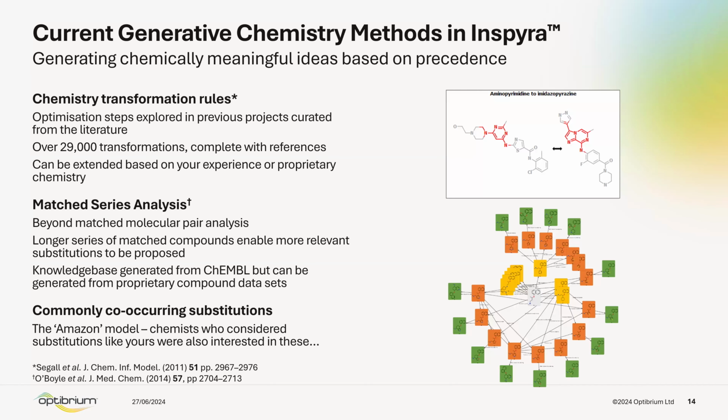Now, underlying that, we have a number of methods for generating new chemistry ideas. This is really focused on generating chemically meaningful ideas based on precedents in the literature and previous chemistry projects. We have three broad methods. We use chemistry transformation rules. So these represent optimization steps explored previously in chemistry projects and curated manually from the literature. So these represent over 29,000 precedented transformations, and they're complete with the references.